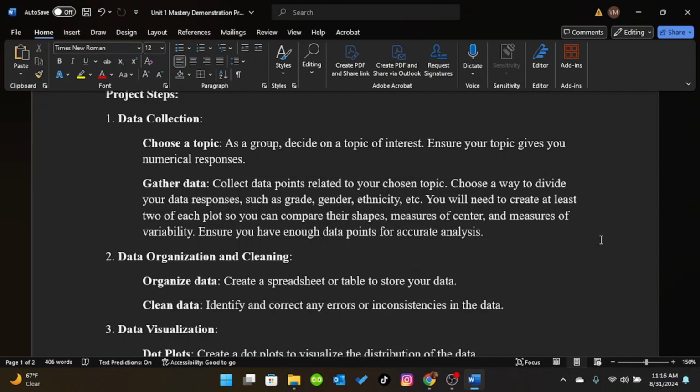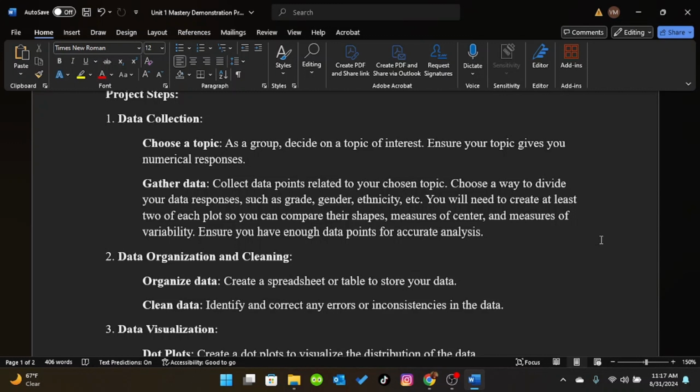Then you need to gather data. You need to collect data points related to your chosen topic. You need to choose a way to divide your data responses, such as the grade of the person responding, maybe their gender, maybe their ethnicity, or whatever else you choose to have them separated by. But when you ask this question, you need to be able to divide those responses into two different categories of your choosing.